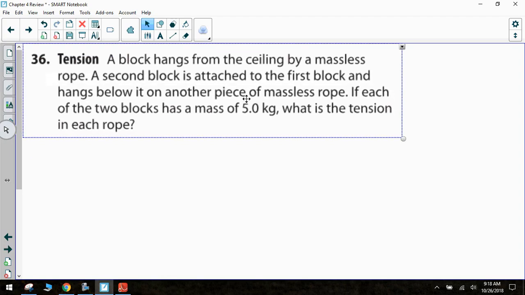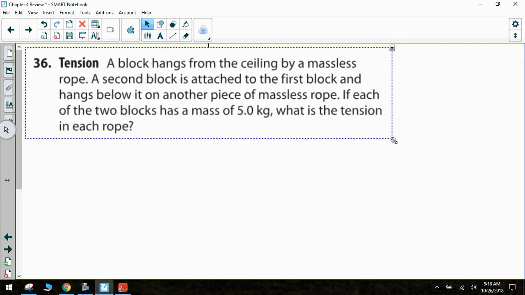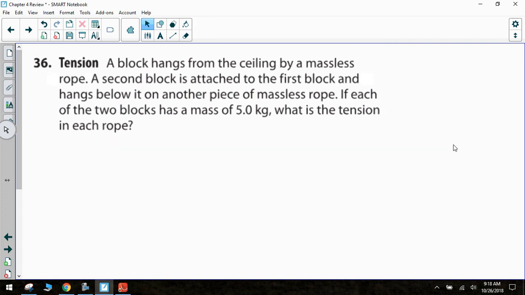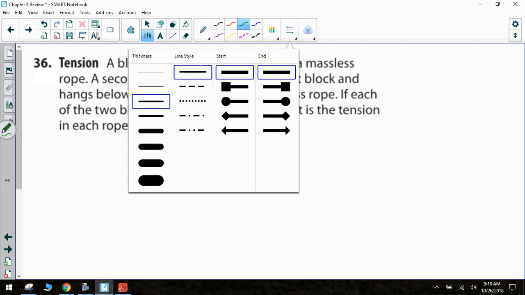So when I look at this one, it says a block hangs from the ceiling by a massless rope. A second block is attached to the first block and hangs below it on another piece of massless rope. If each of the two blocks has a mass of 5 kilograms, what is the tension in each rope?